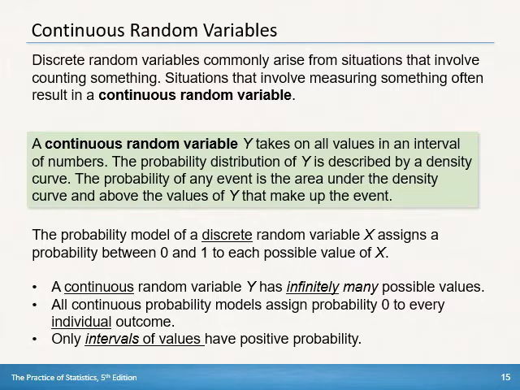Okay, so the continuous random variable Y has infinitely many possible values. I could not list them all. There's an infinite list. All continuous probability models have a probability of 0 at any individual value. So we saw this in the last density curve in the last slide. The probability that I would have an x value of 2, or in this case a y value of 2, will be 0. It has to be intervals of values that are the only ones that have positive probabilities. All the other ones are going to be 0 for individual values.